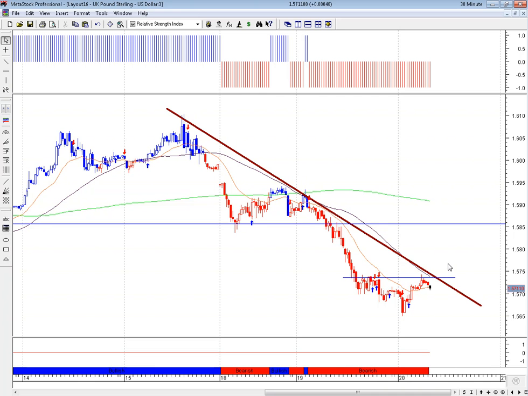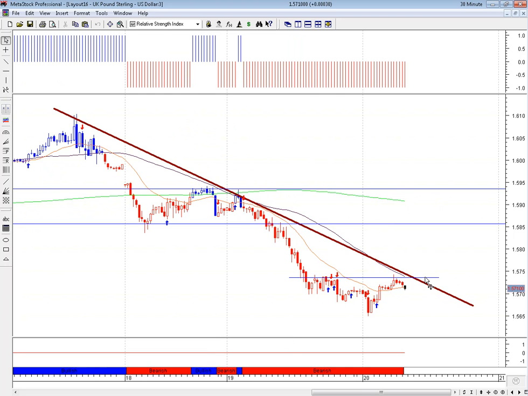So if it breaks and closes here, it would see us in some nice open air for the foreseeable day up until this area here, where we'd be met with some more resistance in the form of the previous bounce as well as the 200 period moving average. So what we're looking for now, because we're in a negative trend on this 30 minute time frame, is more shorting opportunities.